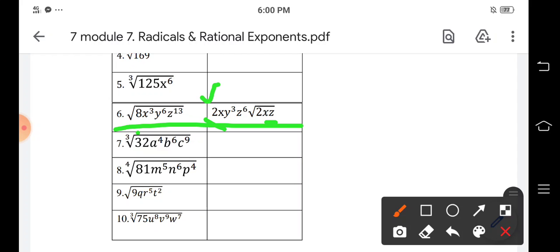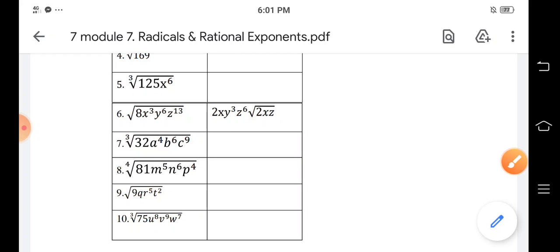So there is no y in the radicand already. Then z has an exponent of 13. 13 divided by 2 is 6, so we have z to the 6th outside. What is left is a remainder of 1. So the final answer is 2x y cubed z to the power of 6 square root of 2xz.